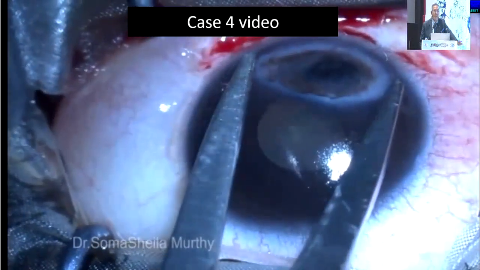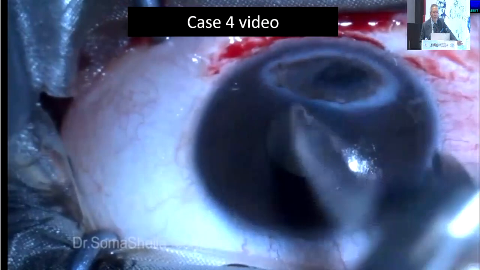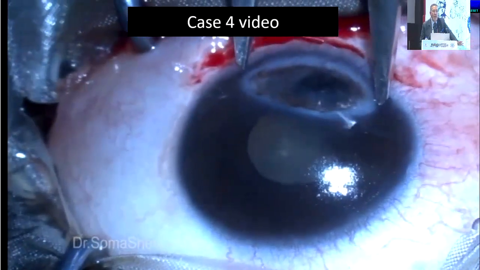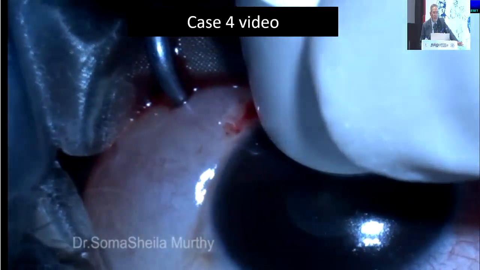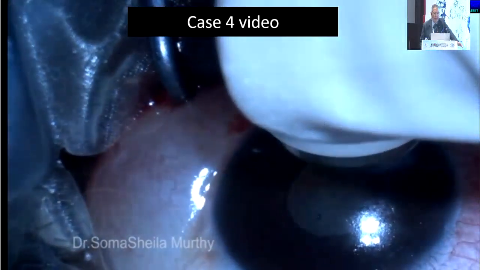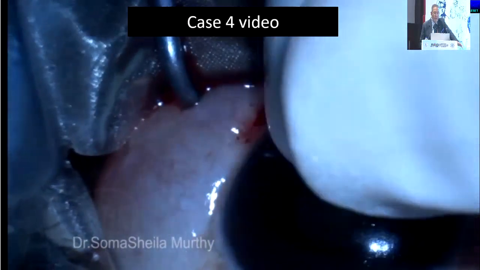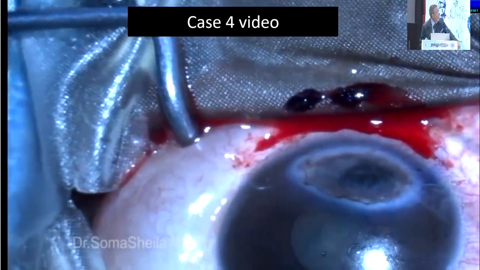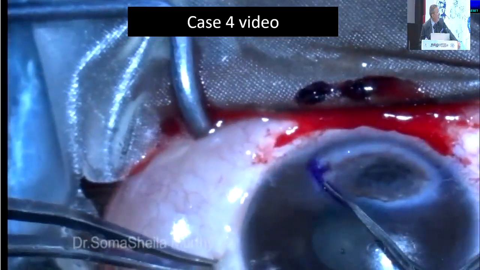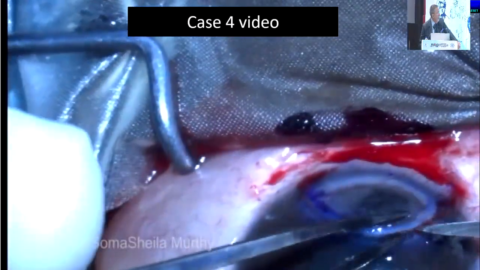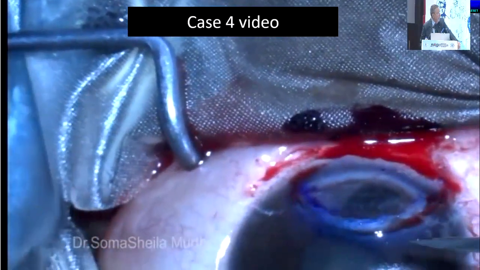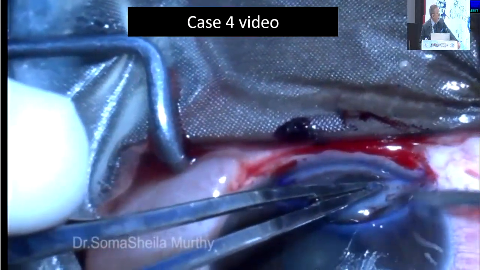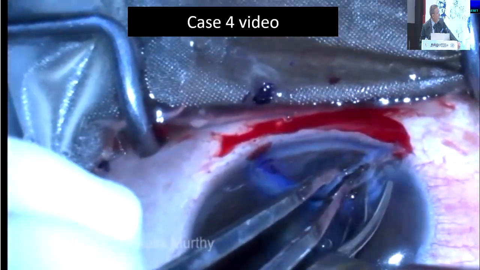So again, some things which I keep repeating: open the conjunctiva well beyond the margins of the perforated area. Then you can use a trifine with a marker to mark, or you can use the pen. And Dr. Somasheila uses a variety of instruments including iris repositors to mark.